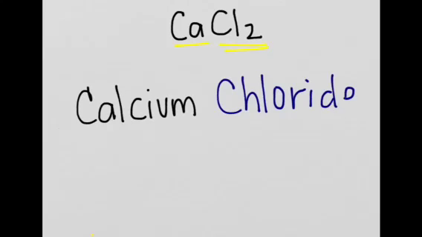Now notice that this compound is called calcium chloride even though there are two atoms of chlorine. And our first example was called sodium chloride even though there was only one atom of chlorine present. So the number of atoms present has nothing to do with the ionic naming convention. The only thing that's important in the ionic naming convention is the name of the metal and the name of the nonmetal.